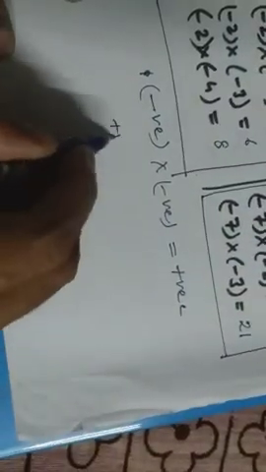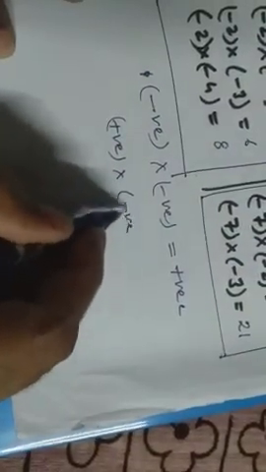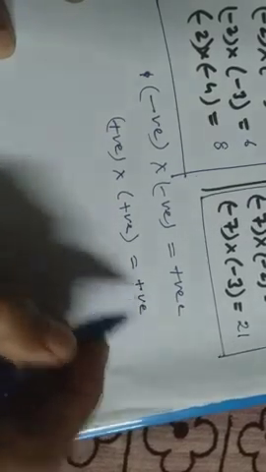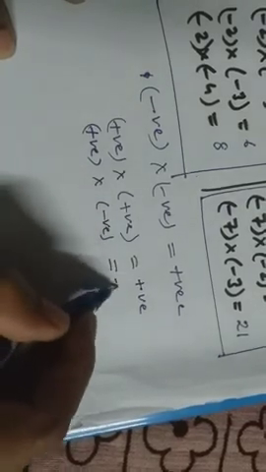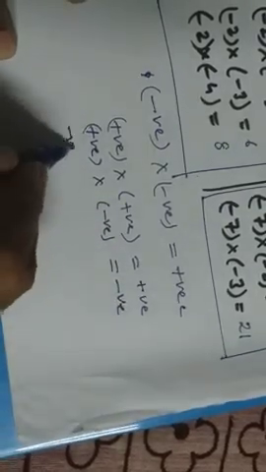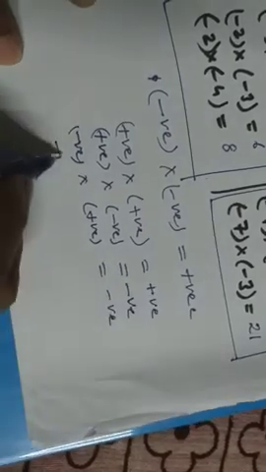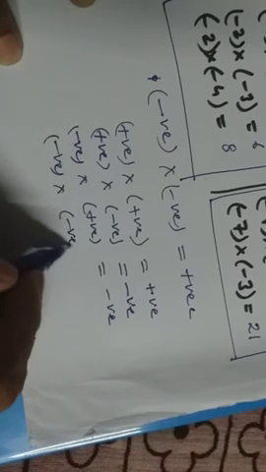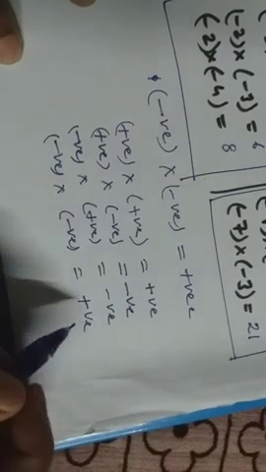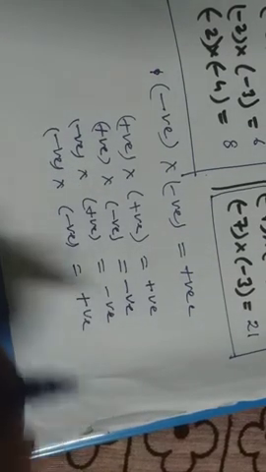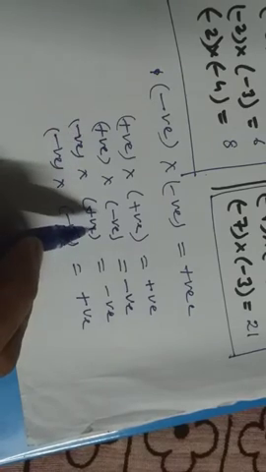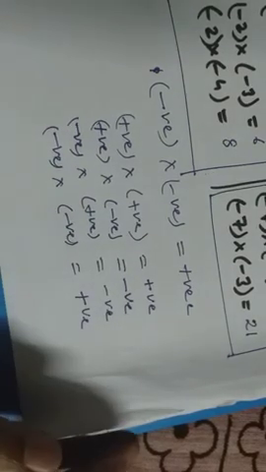Now you have learned that a positive integer into a positive integer will be a positive integer. A positive integer into a negative integer will be a negative integer. A negative integer into a positive integer is a negative integer. And a negative into a negative integer will be a positive integer. That means when the signs are the same and you multiply two integers, the result will be positive. When the signs are different and you multiply two integers, the result will be negative.